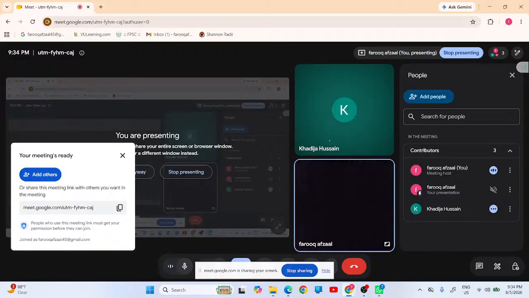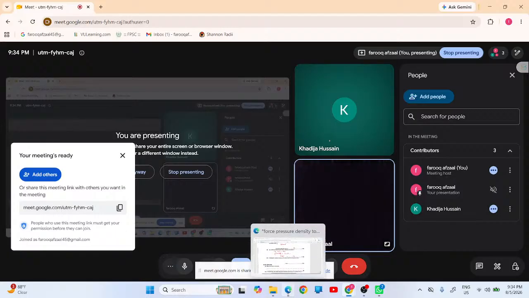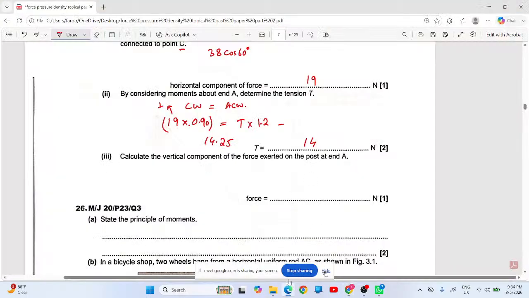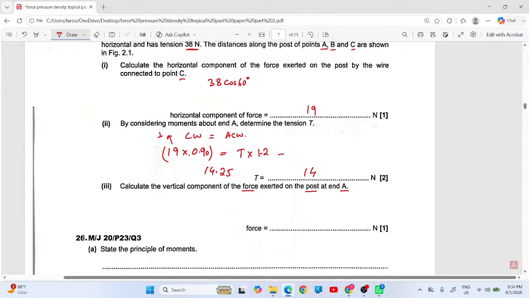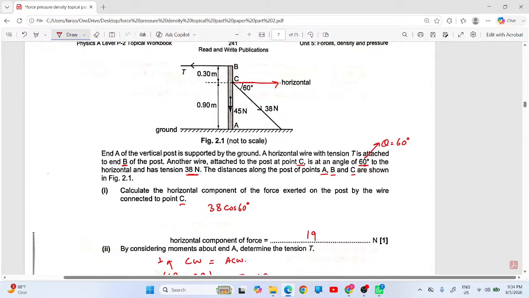Okay, next, let's come to this. Where did we skip from? 14.25, 14 Newton. Next is, calculate the vertical component of the force exerted on the post at A. What will we take for the vertical component? Sin, right? So 38 sin 60.